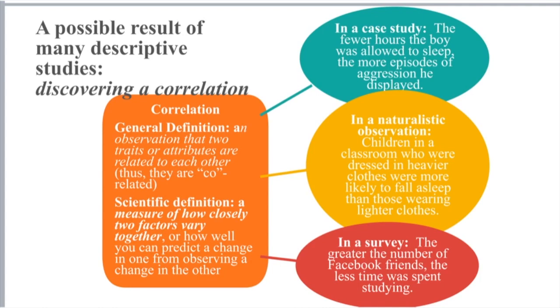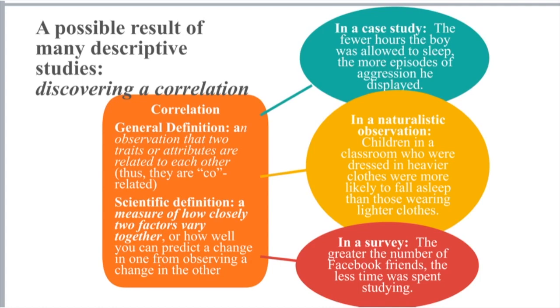So establishing correlation is one idea we can think about when we are looking at the results from descriptive studies. In a case study, you could look at the fewer hours the boy was allowed to sleep, the more episodes of aggression he displayed, right? This one individual, on any given day, if he slept less, he was more aggressive the following day. We can understand limited sleep is correlated to higher levels of aggression.